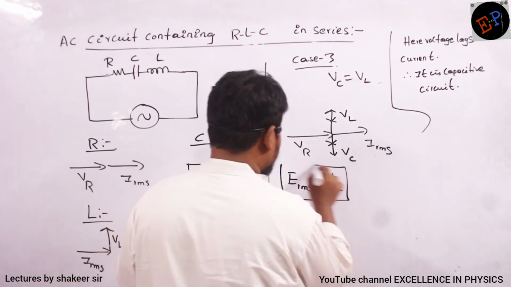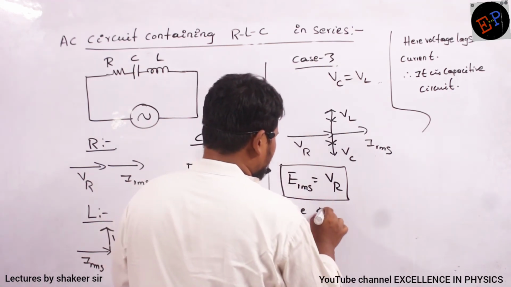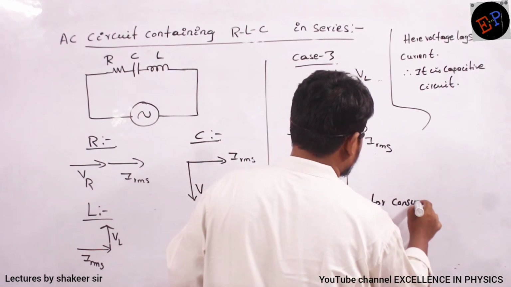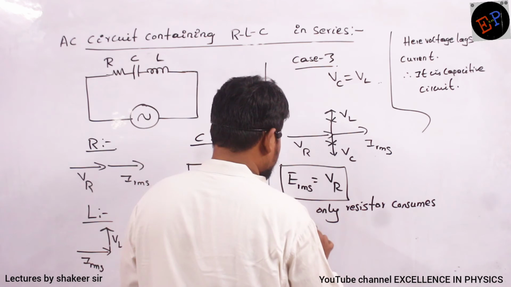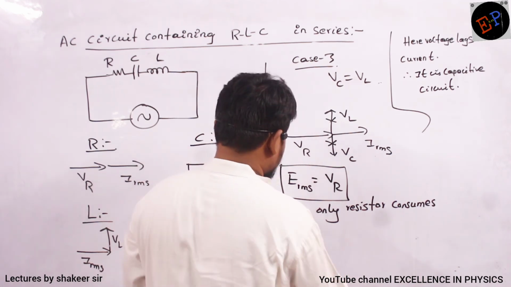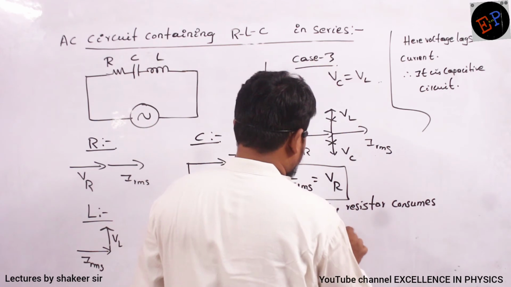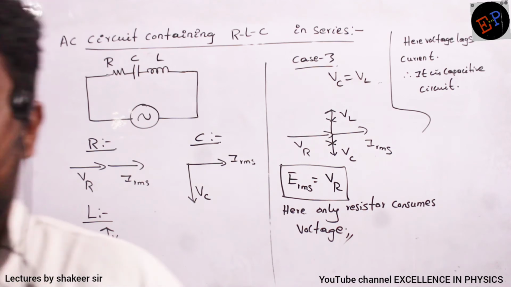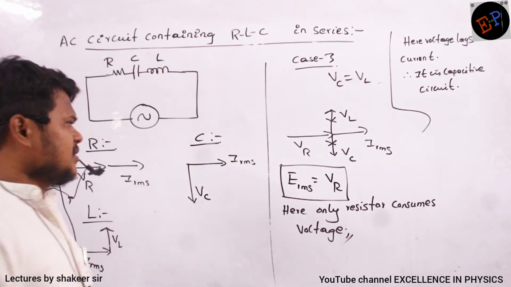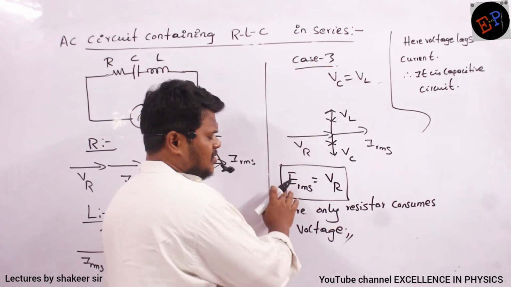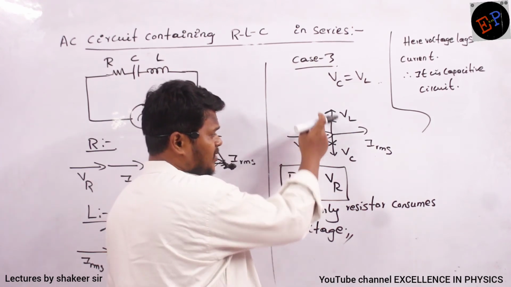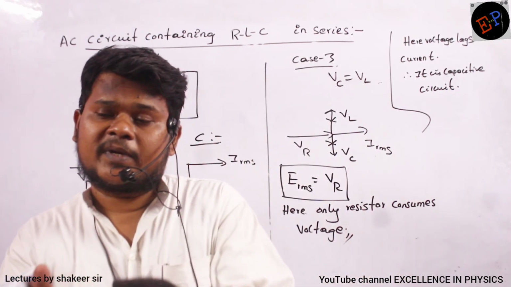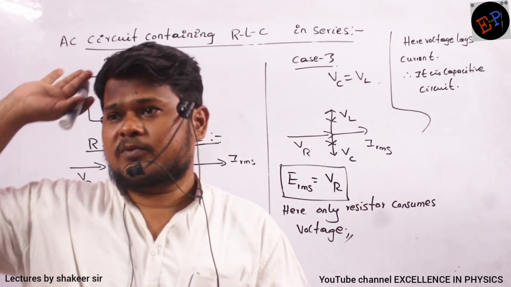Okay? So by this what we understand here, only the resistor consumes voltage. Consumes voltage in the sense that only the resistor is responsible for consuming all the supply potential which is given. But here there is one point. All the supply voltage is consumed by the resistor, but VL and VC will also develop some voltages. And the voltages developed by the capacitor and inductor will be much greater than the supply voltage.